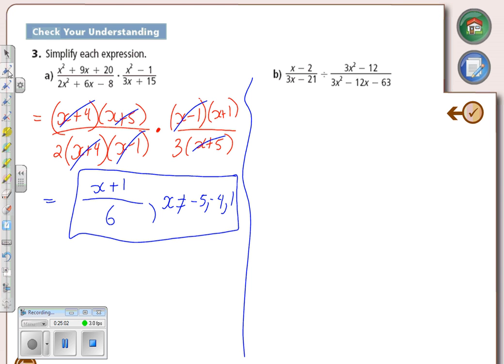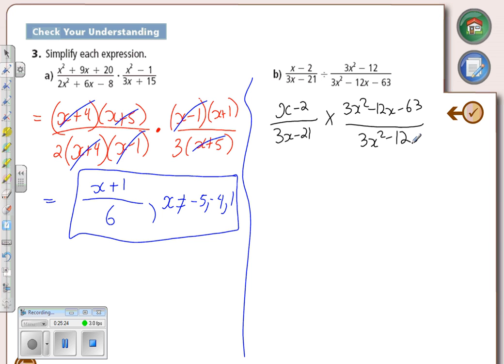Again, I highly recommend you pause this one and then try it and see if you can get it on your own. Here we go. Multiplied by the reciprocal. Factor it. You could either factor to start and then multiply by the reciprocal, or multiply by the reciprocal and then factor. Either way doesn't really matter. So let's factor them now.